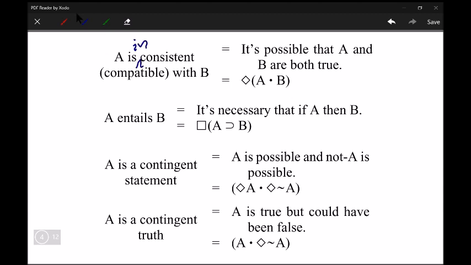with B or incompatible with B, what would that be? It would be not possible that they're both true together. And that's often a common idea.